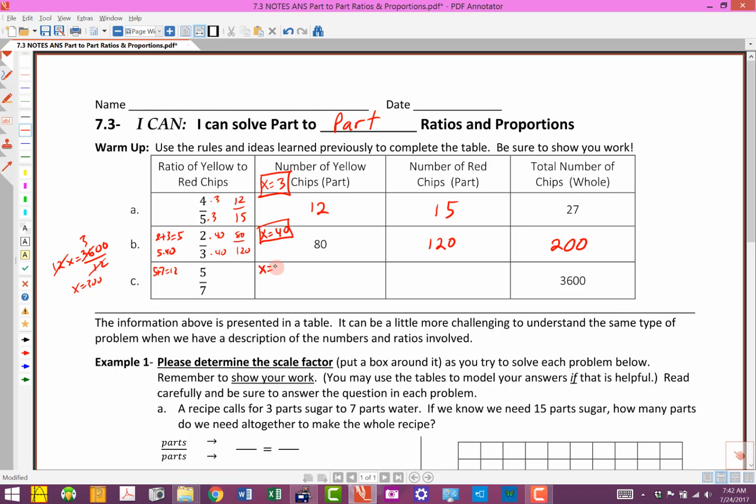So I'm going to put a scale factor of 300 right here, put a box around that one, and I'm going to do 5 times 300. That's going to be 1500. And 7 times 300, that's going to be 2100. So if I had 1500 here and 2100 right here, if I add those together, I get 3600, and as you can tell right here, 1500 over 2100 would be equivalent to 5/7, so we're in good shape right there.